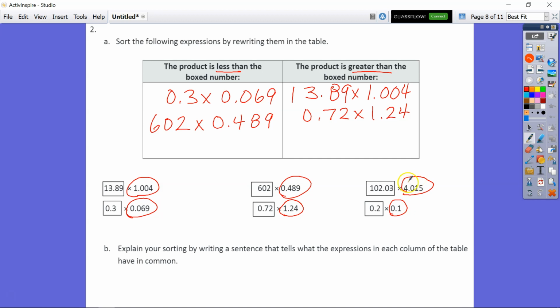Last two, I know that this is going to be on my greater than side because 4 and 15 thousandths is greater than 1. And lastly, my scaling factor here is less than 1, so it's going to go on the less than 1 side.